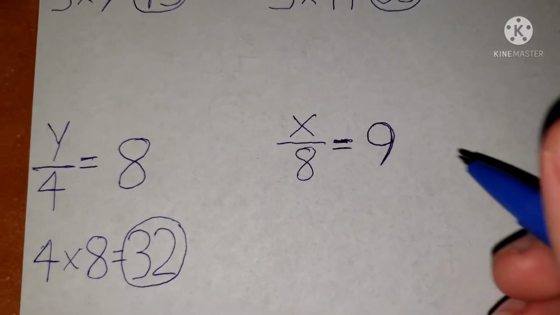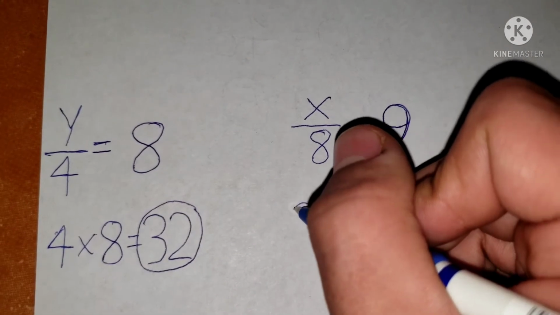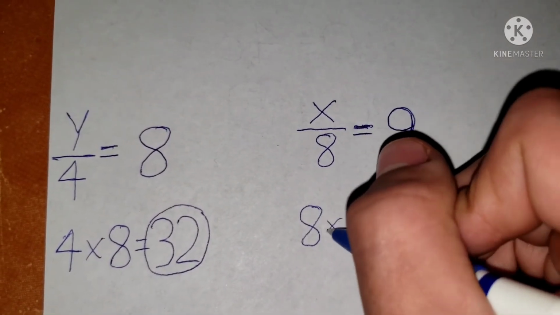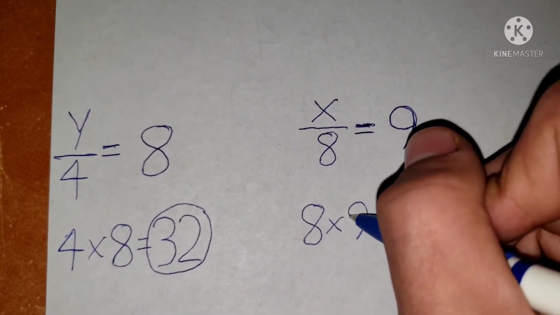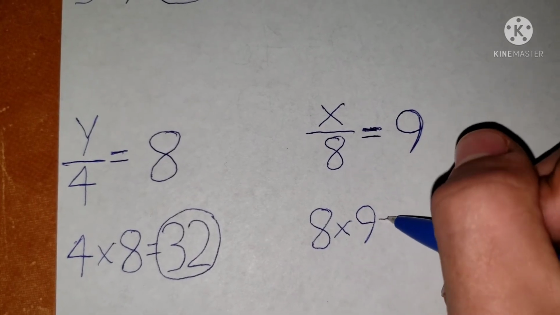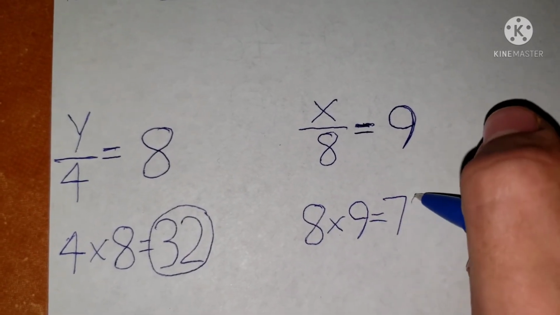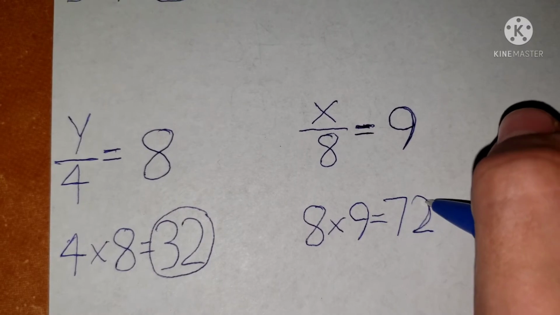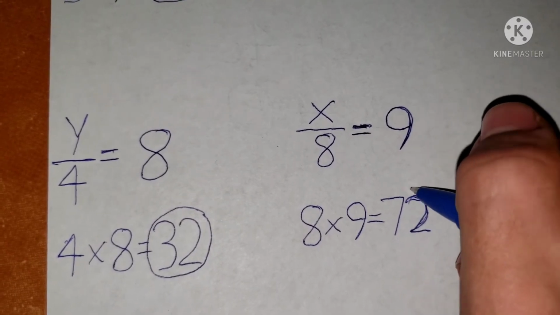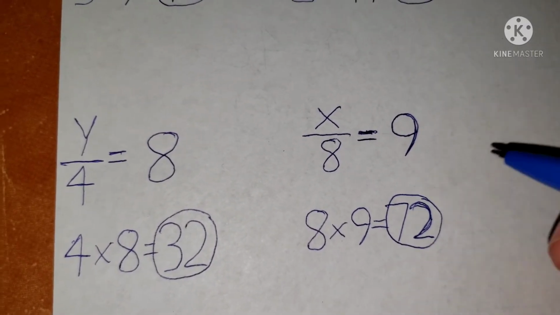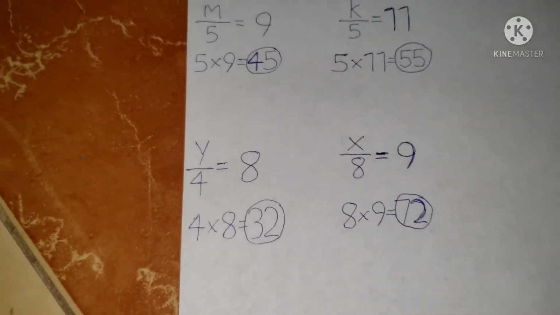Now what do you do? Last but not least, 8 times 9, and the final answer would be 72. And there you go, guys.